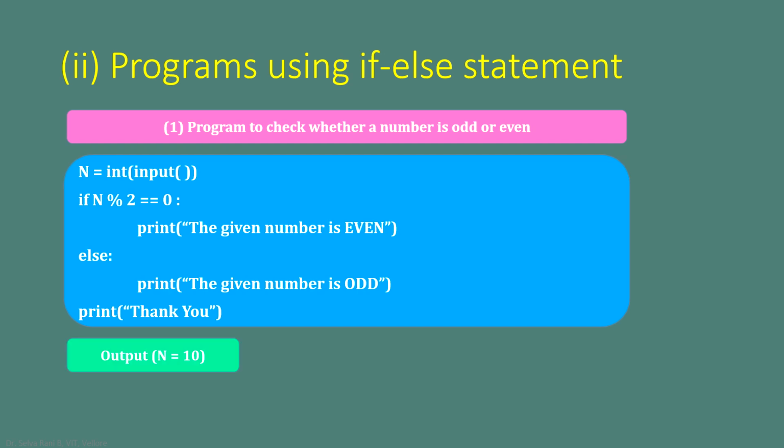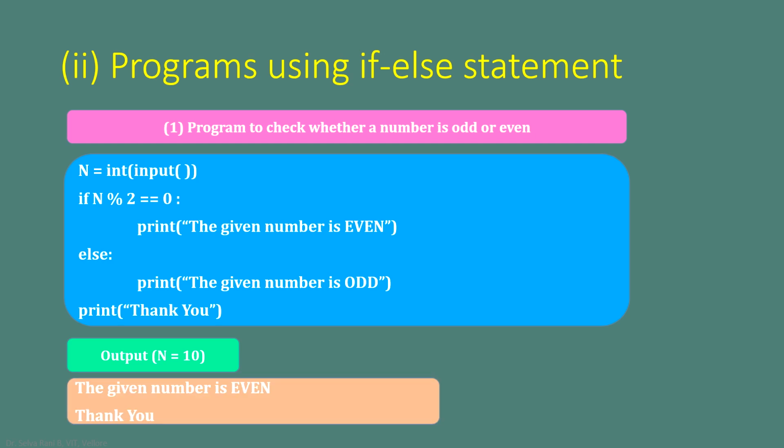Let us assume that n is given as 10 by the user. The value 10 is applied with the modulus operator with the integer value 2. 10 mod 2 is equal to 0. And the interpreter enters the if statement to print the message, the given number is even, and the output is the given number is even on the screen. After executing the print statement, the interpreter will come to execute the statement which follows the if construct, and that's the message thank you on the screen.